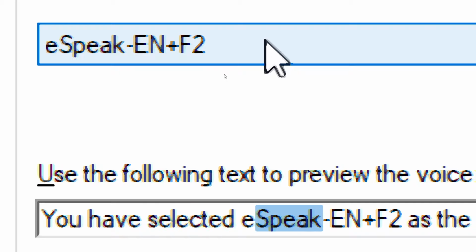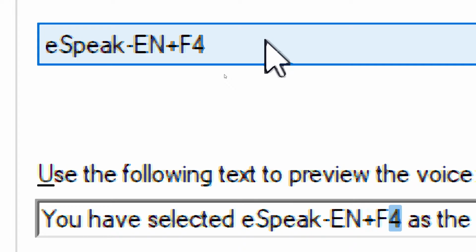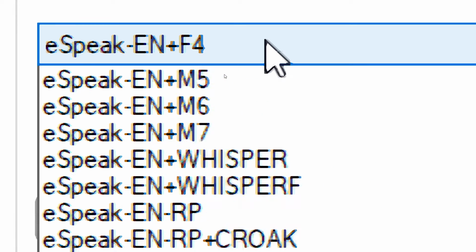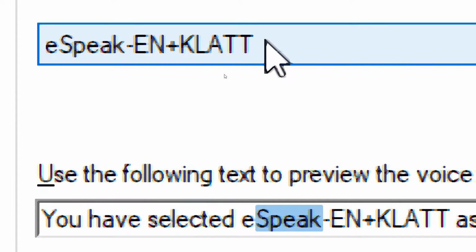You have selected eSpeak plus F2 as the computer's default voice. You have selected eSpeak plus F3 as the computer's default voice. You have selected eSpeak plus F4 as the computer's default voice. You have selected eSpeak plus F5 as the computer's default voice. You have selected eSpeak plus CLAT as the computer's default voice. You have selected eSpeak plus CLAT2 as the computer's default voice. You have selected eSpeak plus CLAT3 as the computer's default voice.